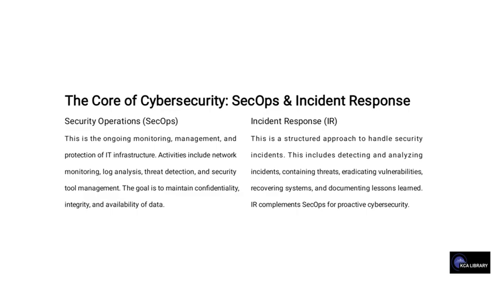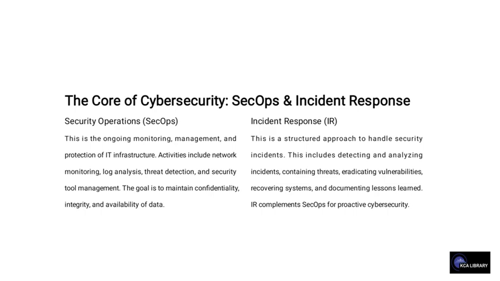Looking at the core of cybersecurity, which is security operations and incident response. Security operations is the ongoing monitoring, management, and protection of IT infrastructure. Activities include network monitoring, log analysis, threat detection, and security tool management. The goal is to maintain the confidentiality, integrity, and availability of data.